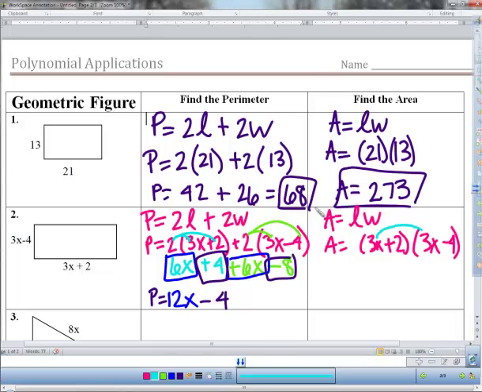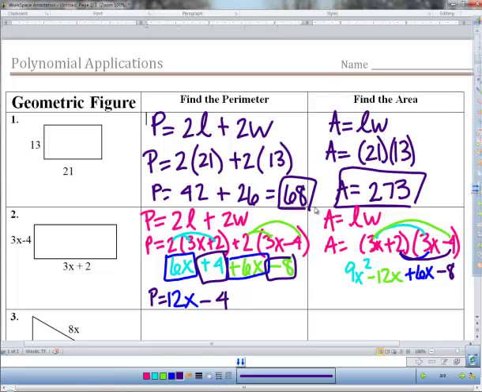So I have 3x times 3x. That gives me 9x squared. Then I have 3x times a negative 4. And that gives me negative 12x. And then I have 2 times 3x gives me a positive 6x. And then I have 2 times negative 4 gives me a negative 8.